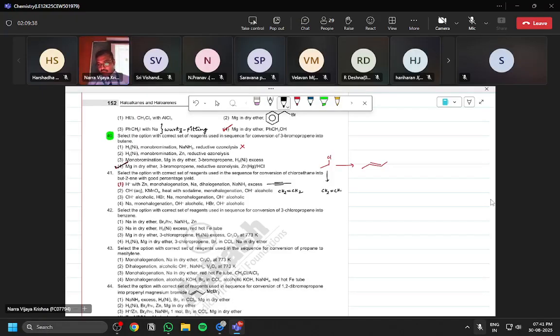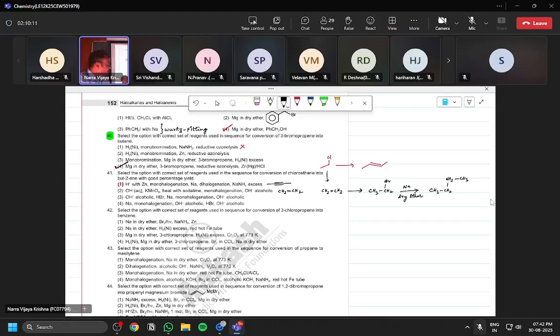Then you are adding HBr, H plus and Br minus. Markovnikov product. So H plus and Br minus means it converts into CH3CH2Br. Now instead of chlorine, I got Br. Then sodium in presence of dry ether, which reaction? What do you get? CH3CH2 and again CH2CH3, butane.